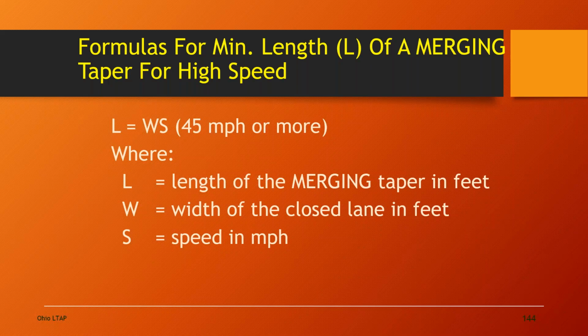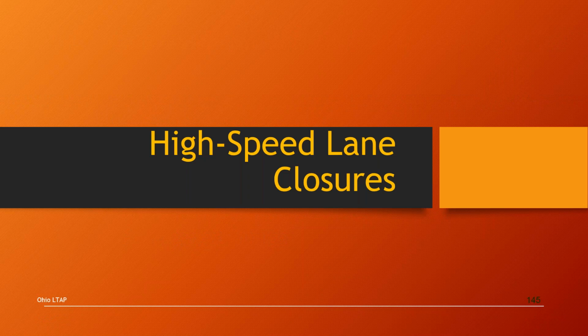It actually has an algebraic formula of how we come up with the length of this merging taper. The length is equal to the width of the lane in feet multiplied by the speed of traffic in miles per hour. But for those of you that hate math like I do, you don't have to worry about that. We have a chart that has already done the math for you. But that's how they arrived at those values.